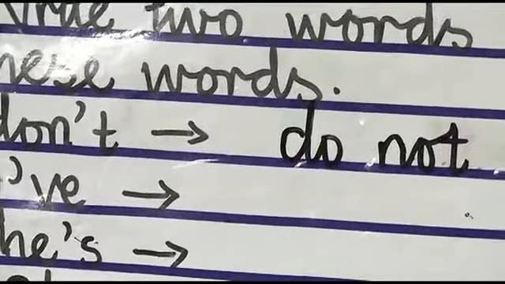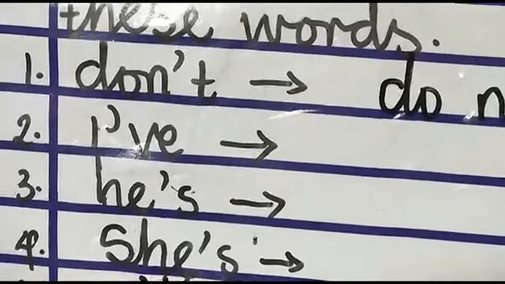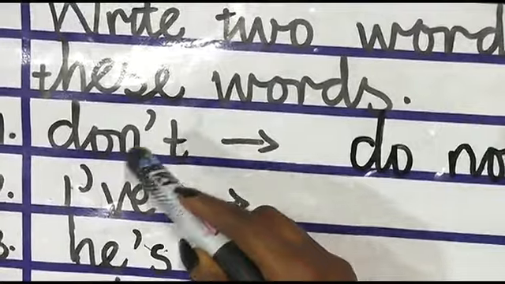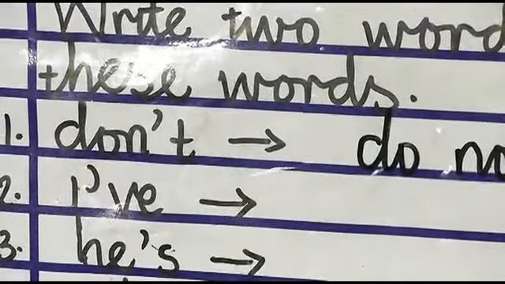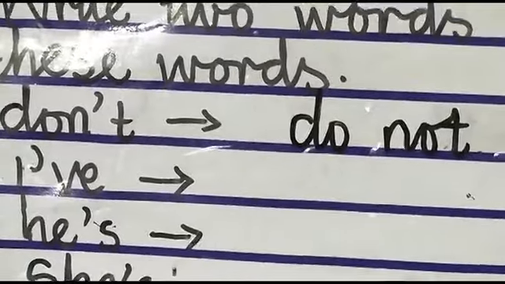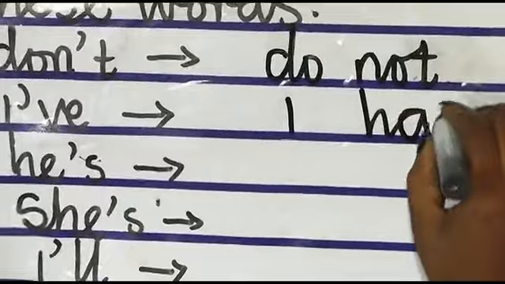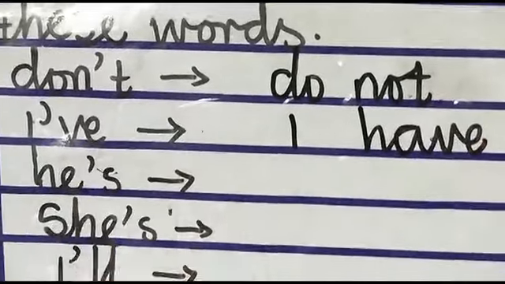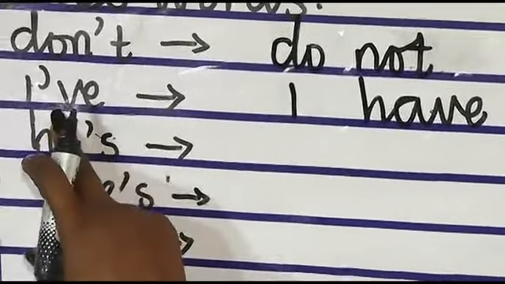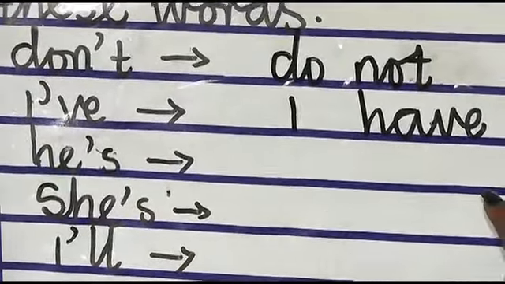That brings us back to our examples. Remember, the O was dropped and replaced with an apostrophe. Now we have the words do not. And for the word I've, you have I have. In this case, two letters were dropped to bring out the contracted word form, I've. So you have I have.